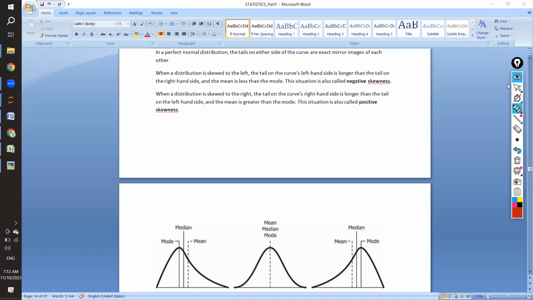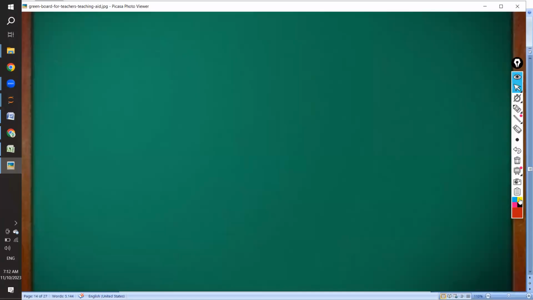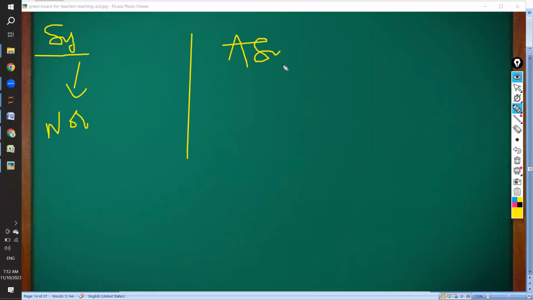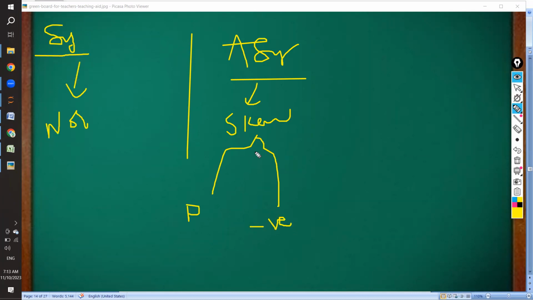Now, what are the new terms we have studied? We studied symmetric, in which we have seen normal distribution. Then we studied asymmetric, in which we have seen something called skewness, and in this we have seen positive skew and negative skew. In between, if the skewness is zero, you will have a symmetric distribution.